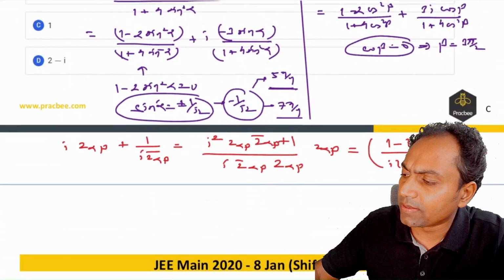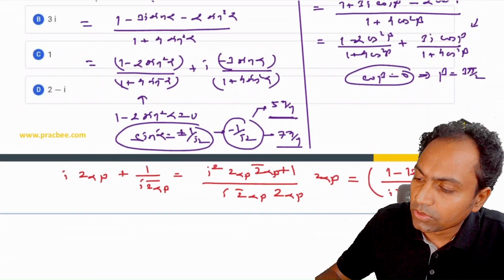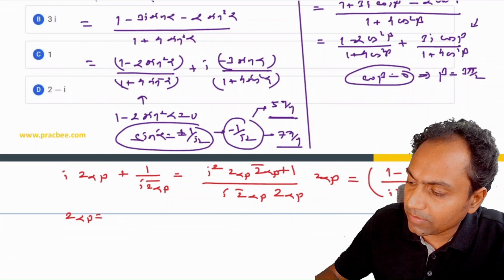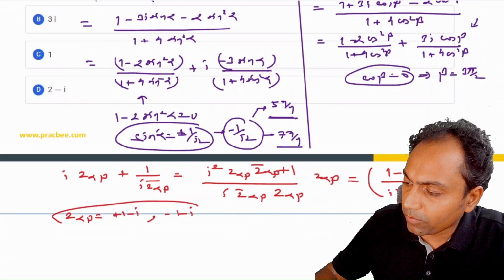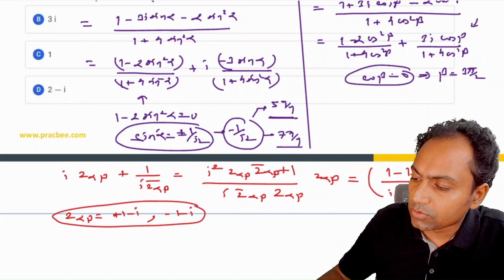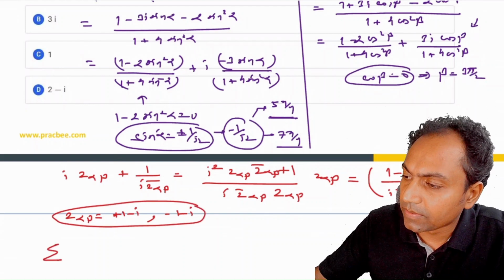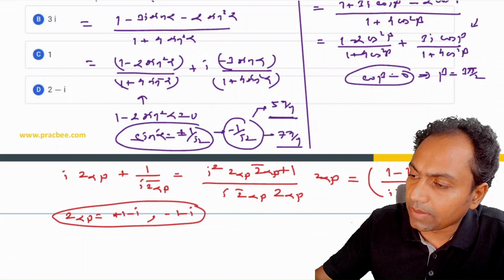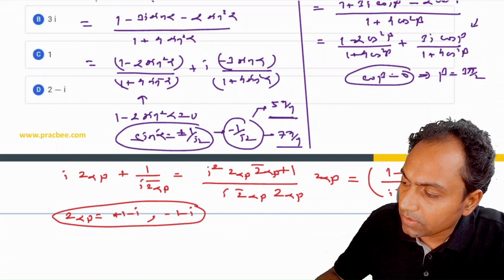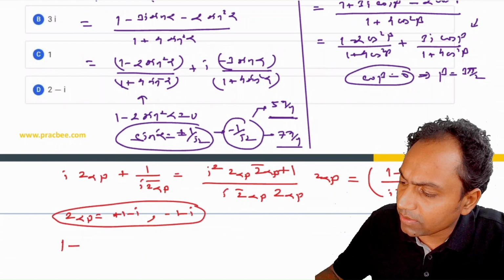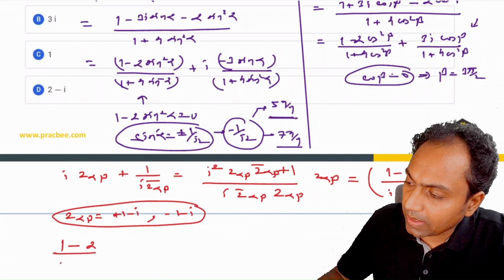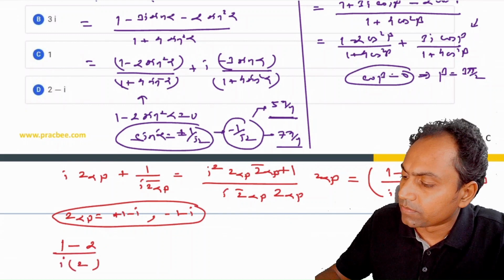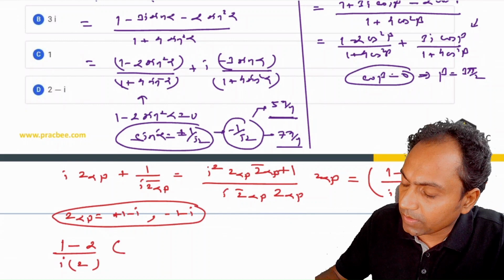We need to find the summation of all such values. So you can see that one value of z alpha beta was nothing but plus 1 minus I, and another one is minus 1 minus I. If I put both of these values and simplify, my summation will come out to be, let us put the first value, 1 plus 1 minus I. If I put it in the numerator, mod of this becomes, divided by nothing but I into 2, and this value comes out to be 1 minus I.